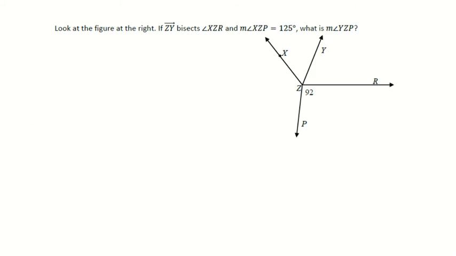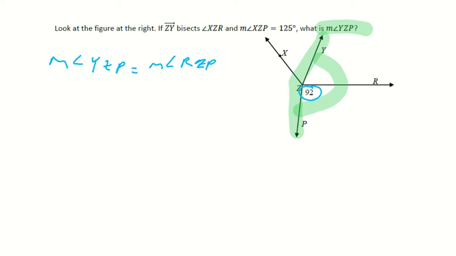This next example is set up just a little different. We'll focus first on what the question is asking. So ray ZY bisects angle XZR, and the measure of angle XZP equals 125 degrees. What is the measure of angle YZP? So this is what we want to find. We already know this is 92 degrees, angle RZP. And the measure of angle YZP is going to equal the measure of angle RZP plus the measure of angle YZR.